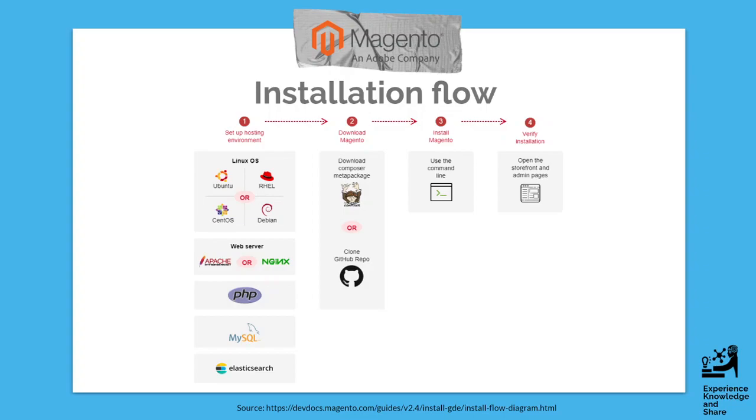And then for the web server, use either Apache or Nginx. And obviously we need PHP as a language, because Magento is built in PHP. MySQL is needed for the database, where we can keep the data. And for Elasticsearch, from Magento 2.4 onwards, they fully depend on the Elasticsearch service to be utilized as a search engine.